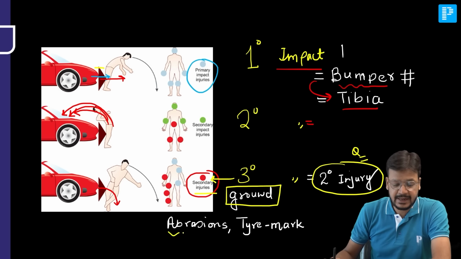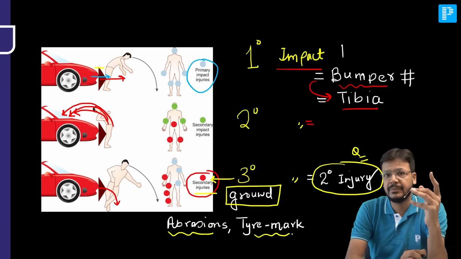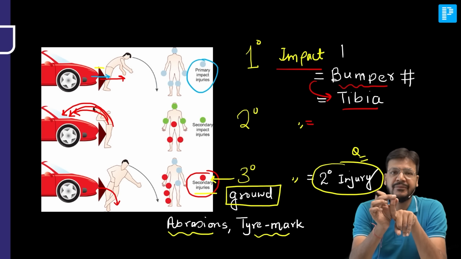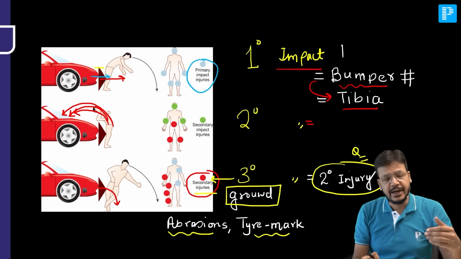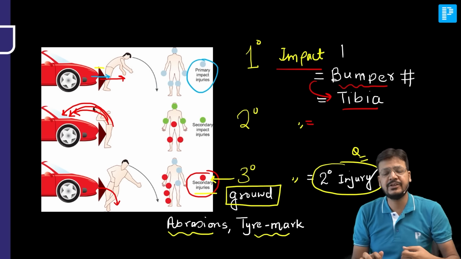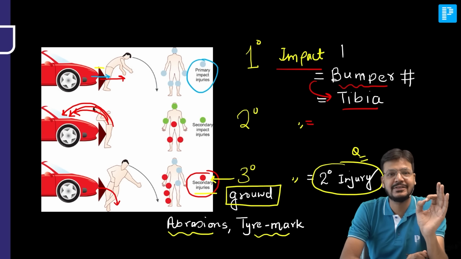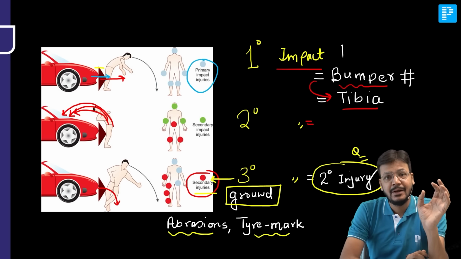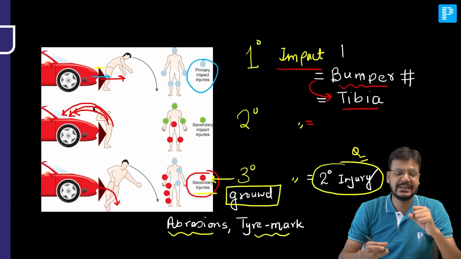So multiple abrasion and tire mark are examples of tertiary impact. Three questions: bumper fracture, tibia fracture is a primary impact. Glass or bonnet injury is secondary impact, and hitting on the ground, that is, multiple abrasion or tire mark, are tertiary impact. But please be careful, my dear friends, tertiary impact is also known as secondary injury. Sometimes they don't give the word tertiary impact, they give the word secondary injuries. Primary impact, secondary impact, tertiary impact, which is also known as secondary injuries.